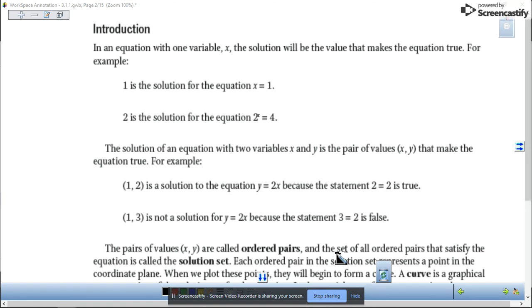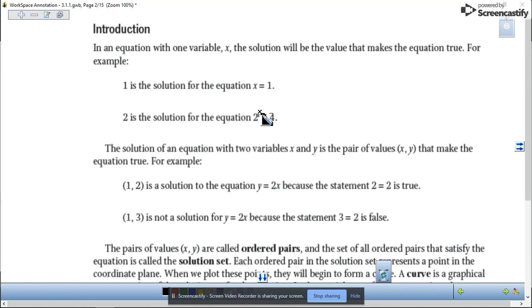In an equation with one variable, the solution will be the value for the variable that makes the statement true. For example, if 1 is the solution to the equation x equals 1, the only number you can plug in here to make that true is 1. Okay? I know this is common sense. 2 is the solution to the equation 2 to the x power, that's the x right there, equals 4. In other words, 2 squared is the only thing that you can plug in for x to make that a true statement.